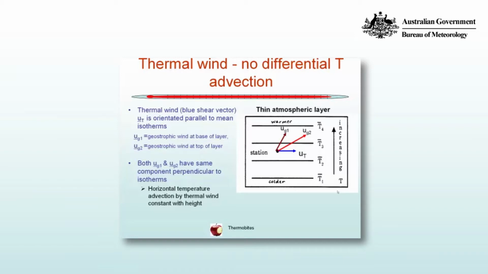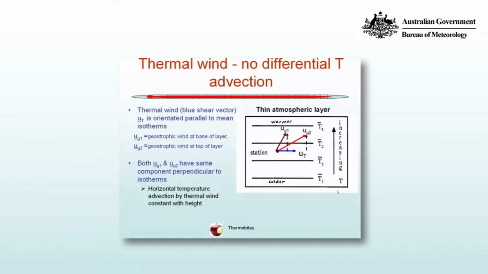Now let's look at the components of the geostrophic wind at the bottom and the top of the layer that run perpendicular to the mean isotherms, because that's the component that's going to perform temperature advection. At the bottom of the layer, that's the component of the wind that runs perpendicular to the mean isotherms, and at the top of the layer, that's the component that runs perpendicular to the mean isotherms. And you can see that they're exactly the same. Why? Because the wind shear of the geostrophic wind with height runs parallel to the mean isotherms.